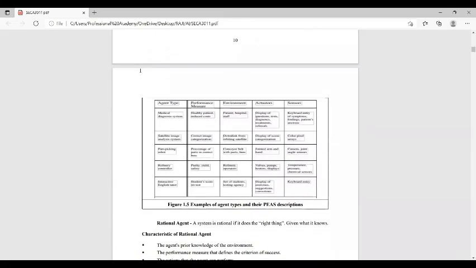So these are examples of agent types and PEAS. Look at the first one, a medical diagnosis system. In that, the performance measures are a healthy patient and reduced cost. The environment is the patient, hospital, and staff. The actuators, that is the output, are displays of questions, tests, diagnoses, and treatments. The sensors are keyboard entry of symptoms, findings, and the patient's answers. So these are the typical agents' PEAS descriptions.